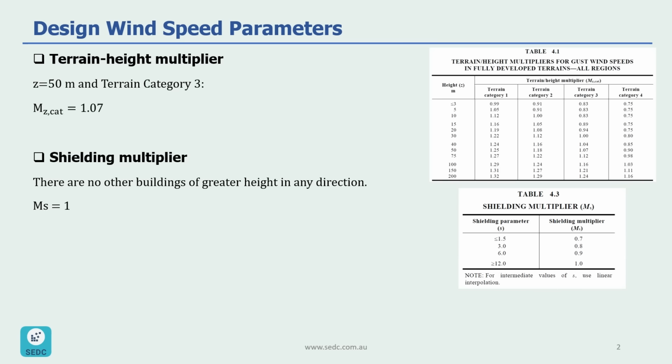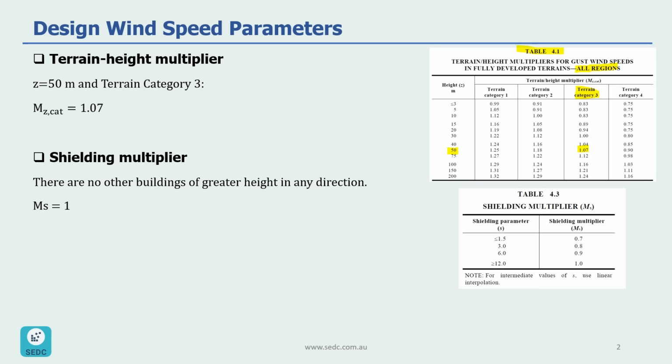The terrain or height multiplier, or MZ,CAT, can be taken from table 4.1 from AS 1170.2. This factor is for all regions. Based on our terrain category, which is terrain category 3, and the height of the building, which in our case is 50 meters, we can get the factor of 1.07 for MZ,CAT. For intermediate values of height and terrain category, we can do linear interpolation.